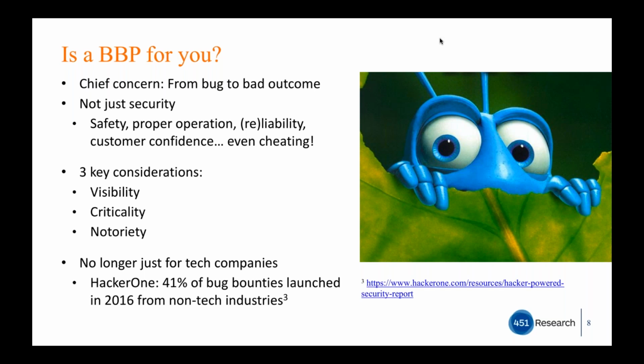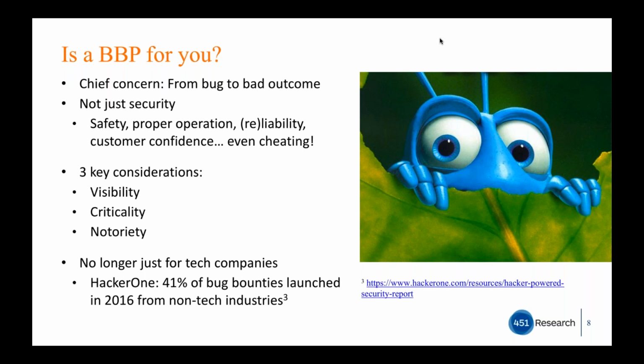And again, as I mentioned earlier, this isn't just about security, it's also about safety, the proper operation and reliability of technology, the confidence of your customers in the technology that you make available, and even in worlds such as online gambling, for example. Cheating can be an issue, and if you can figure out how to game a system, that could work to your disadvantage as a technology provider. So there are three key considerations you need to weigh in considering whether a bug bounty program should be for you.